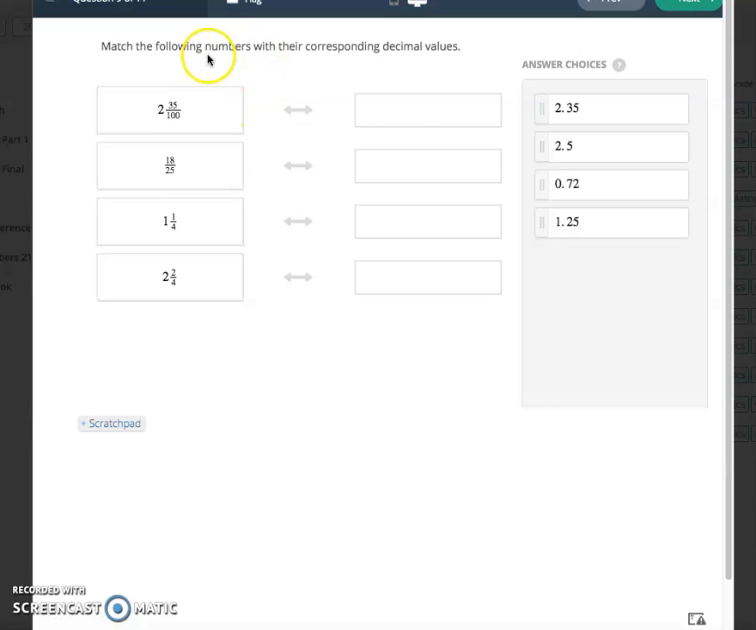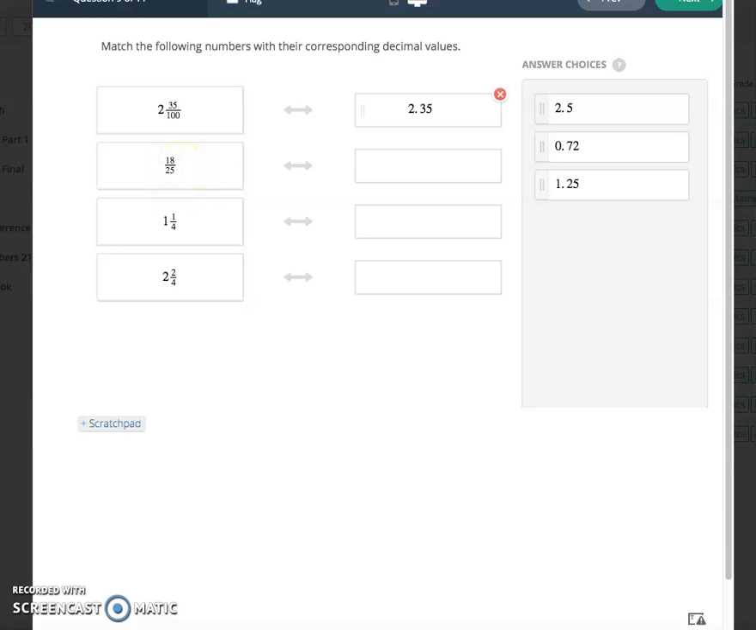Next. Match the following numbers with the corresponding decimal values. So 2 and 35 hundredths. 35 hundredths is the same thing as 0.35. So 2 and 35 hundredths is right here. Next, 18 over 25.